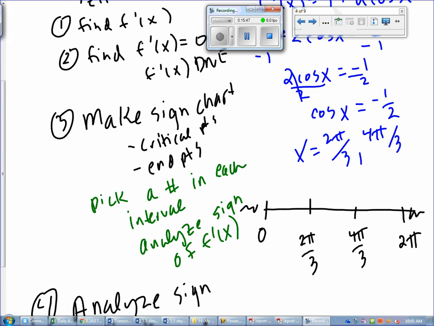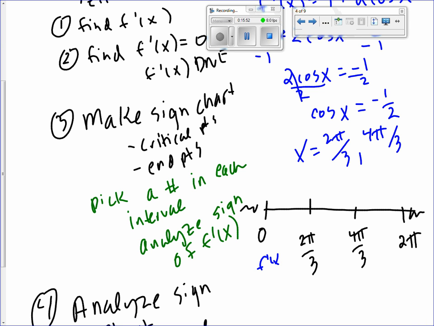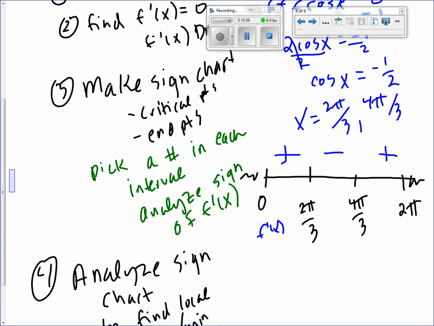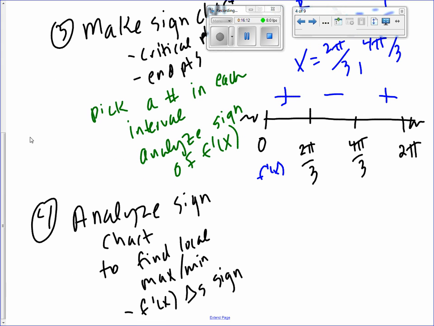So right now you're going to pick a convenient number in each of the 3 intervals, plug it into f prime to figure out the signs. Okay, so we have our sign chart. We see the intervals. So now we're going to analyze our sign chart to find our local max and min. We're looking for the changes. So I see that at 2 pi over 3, my derivative is switching from positive to negative. So what conclusion can I make? What's happening there?